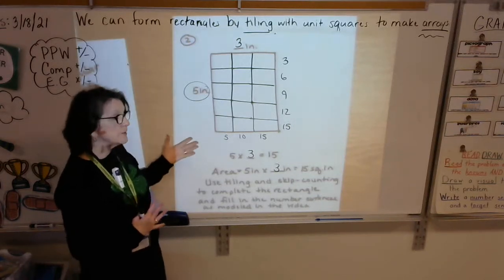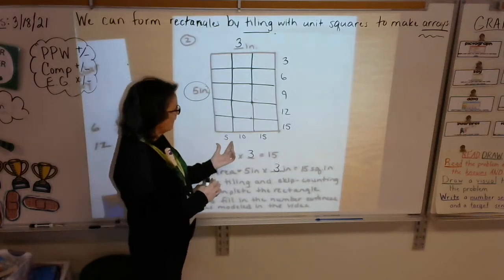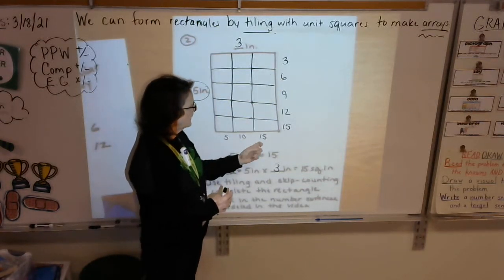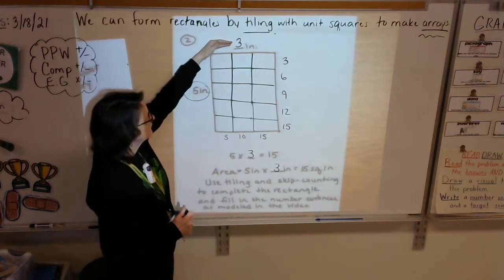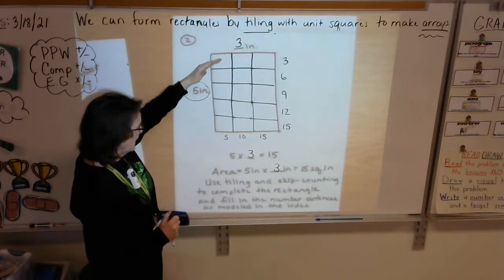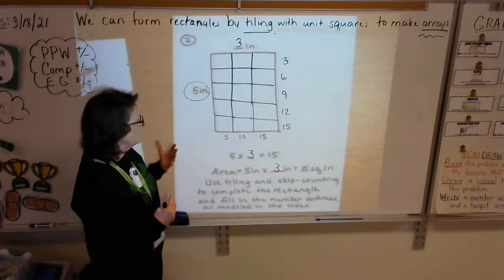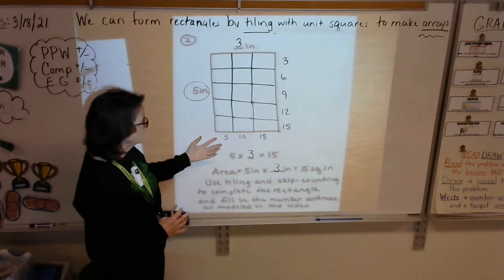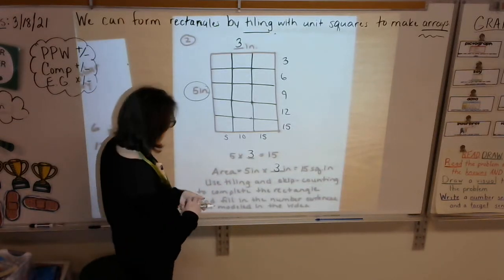So what I want you to do on your template is tile your rectangle just like we did. I want you to show your skip counting, 5, 10, 15, and then 3, 6, 9, 12, 15. Make sure you fill in your missing side length, and then fill in the 2 number sentences down here. Okay? What did we just do? We skip counted by 5s to get a total area of 15 square inches.